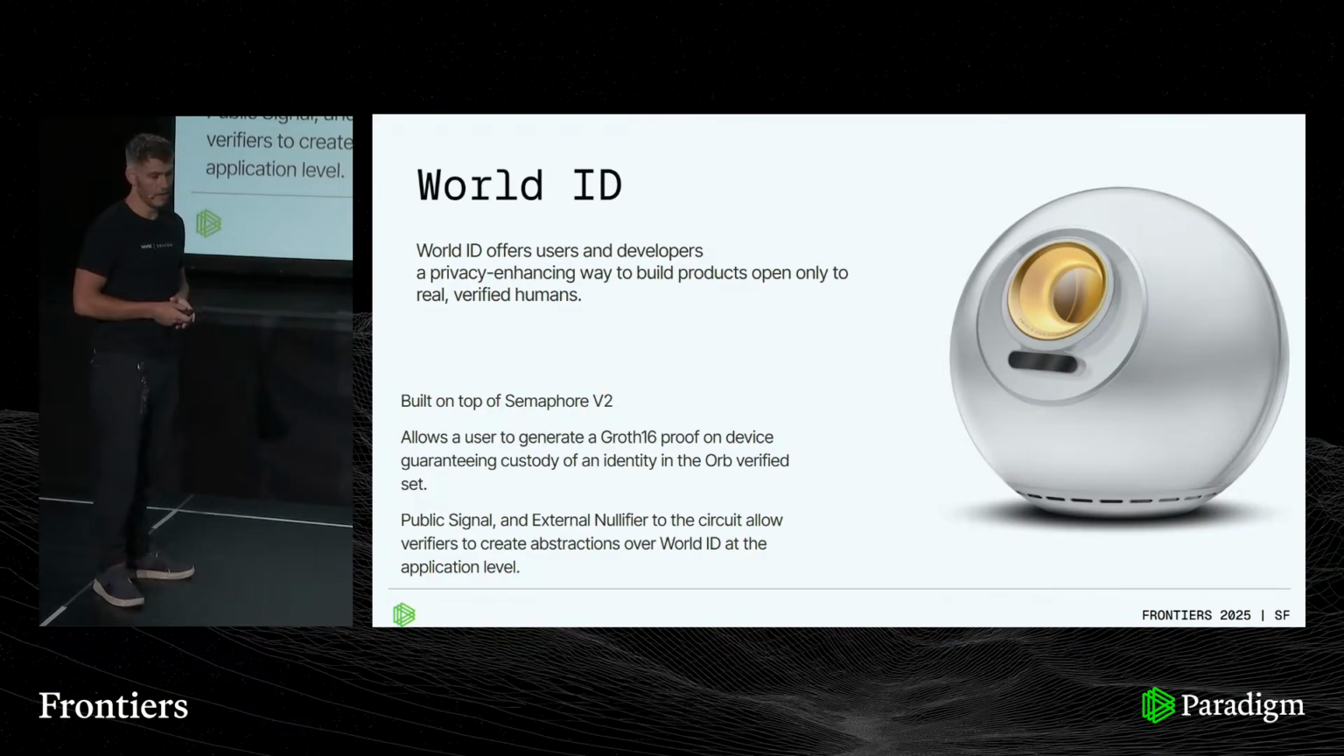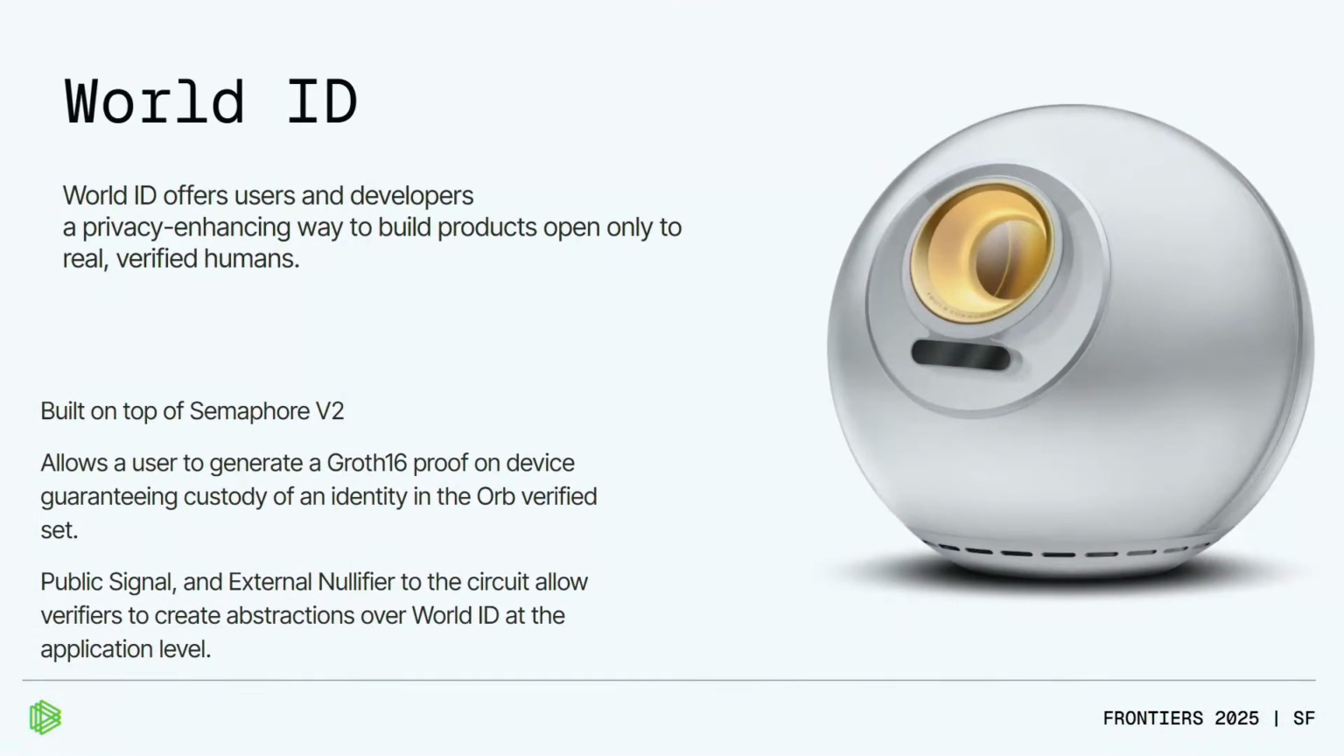World ID is a primitive that we built at Worldcoin. It is a set gated by the entry point being the Orb. It's a Sybil-resistant set, and our Semaphore circuits allow any user within the set to anonymously prove their inclusion in the set. It allows a user to generate a Groth16 proof on device without sharing any secrets, which they can use to prove on-chain or off-chain to any verifier that they're a part of the World ID set.